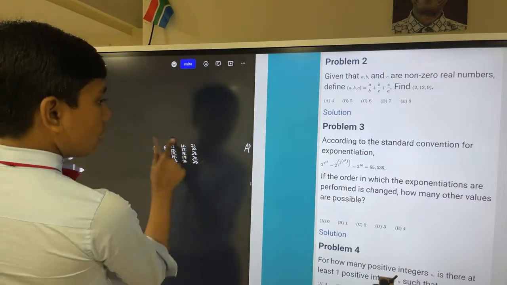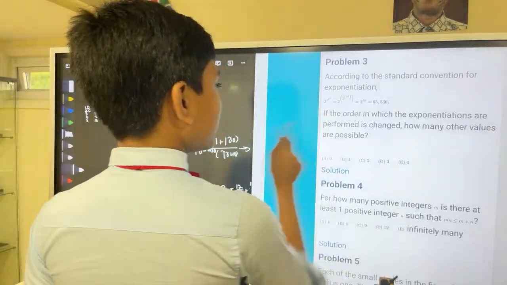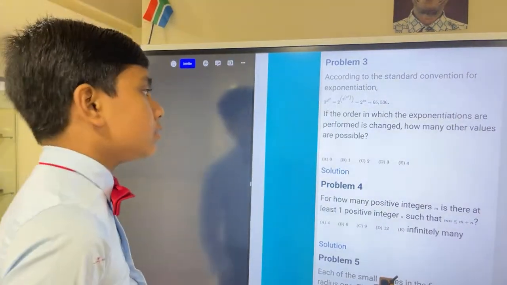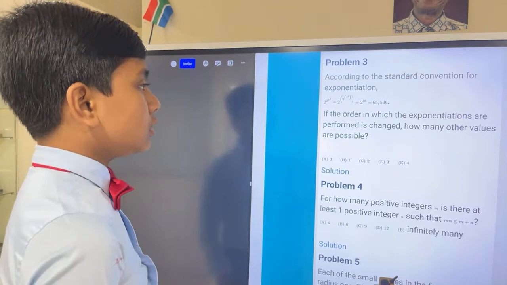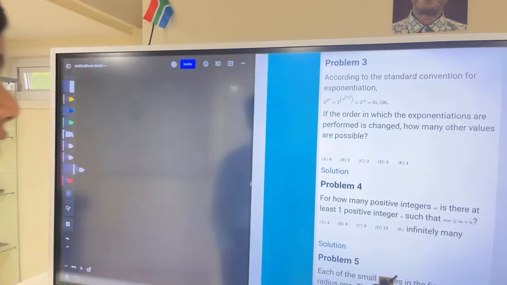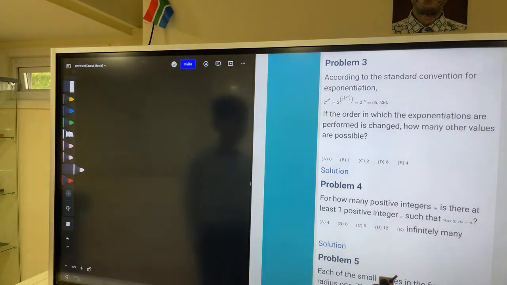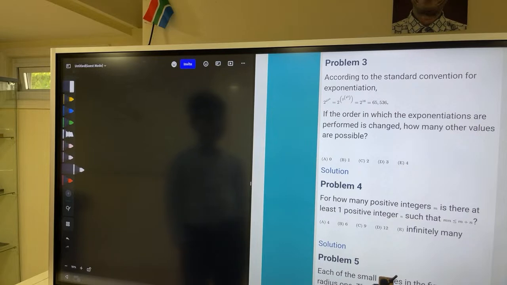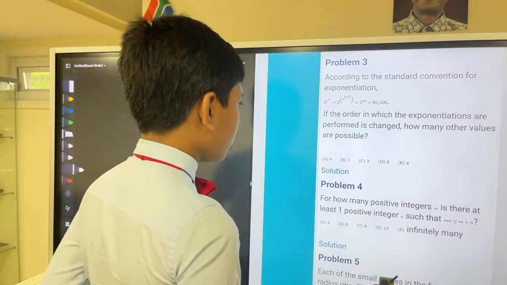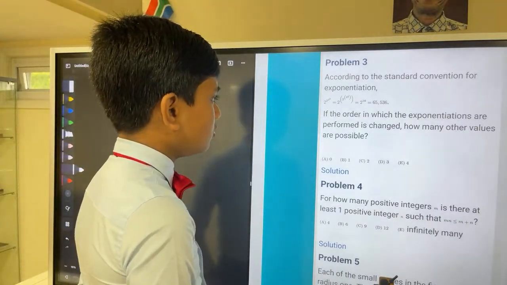Okay, let's see. Alright. 3. According to the standard convention for exponentiation, 2 to the 2 to the 2 to the 2 is equal to 2 to the (2 to the (2 to the 2)), which is 2 to the 16, which is 65536. The order in which the exponentiations are performed is changed. How many other values are possible? Well, since the numbers are all the same, there are no other possible values, no?